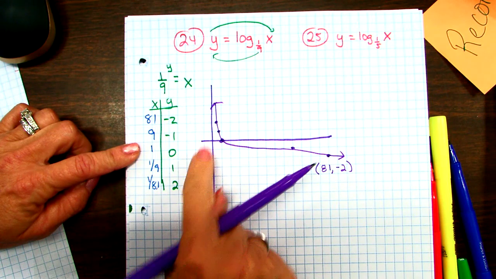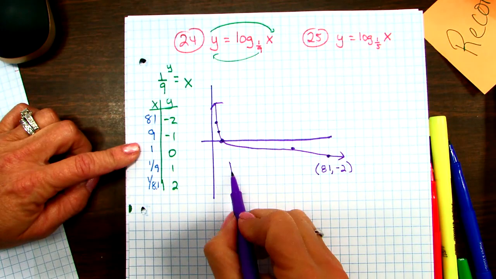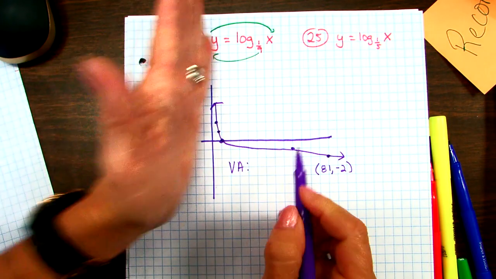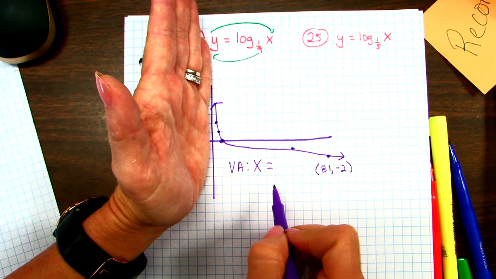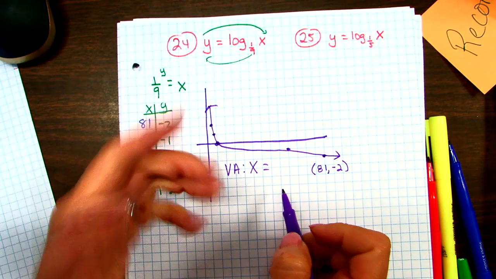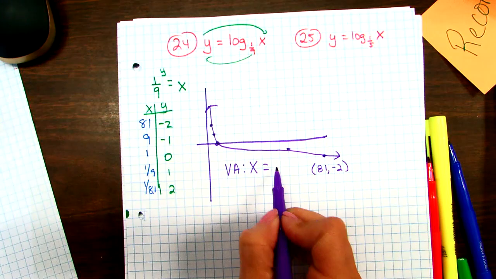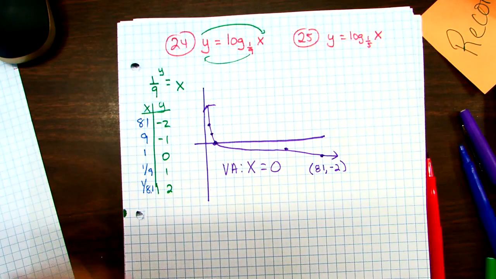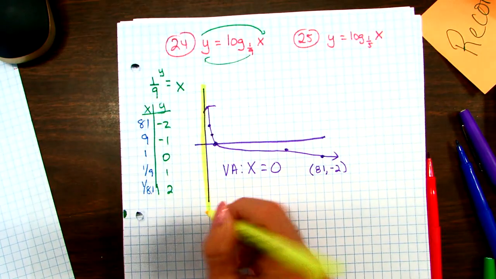Arrows on both ends. Our asymptote, which we want to list, it's a vertical. They're always vertical. They're always going to be x equal whatever the h value is. H is 0, but we don't have one. So our asymptote is right here. Okay?